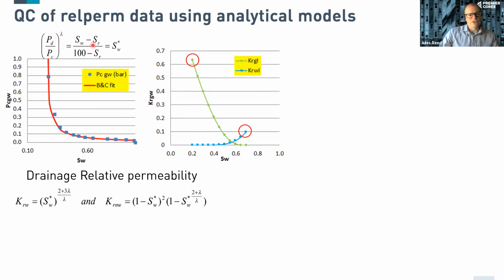pressure drainage. You also perform this normalized saturation, which is the saturation minus my residual saturation over 100 minus residual, or if you're using fractions, 1 minus the residual. And that gives me this normalized saturation, because that's important when we then look at the drainage relative permeability.